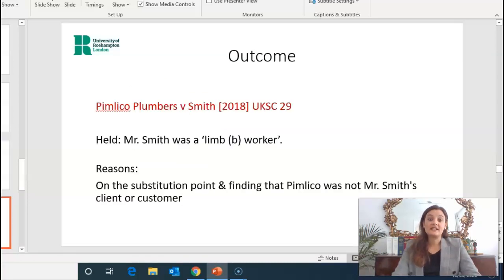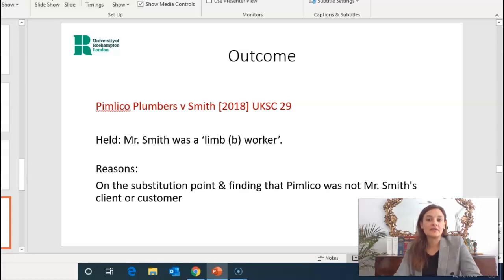What happened in this is that the court decided, and it was the Supreme Court back in 2018, decided that Mr. Smith was in fact a worker. And they found this on two points, really. The first being with regard to substitution. So Mr. Smith didn't have the right to send just anybody in to do his work for him. He had to find someone from within the company.